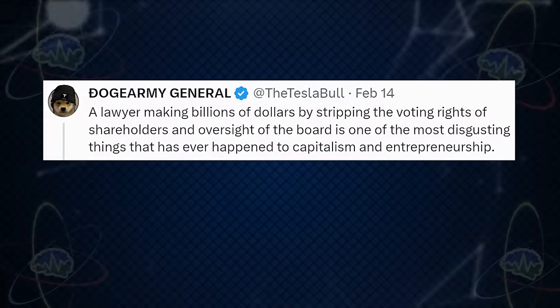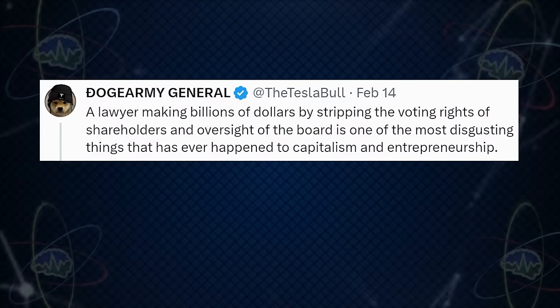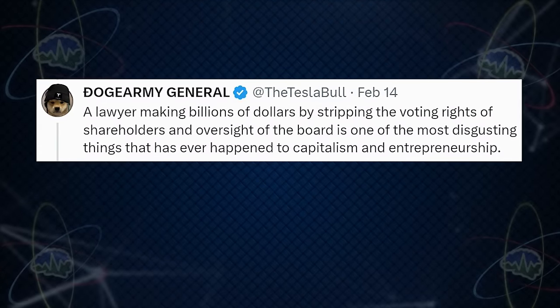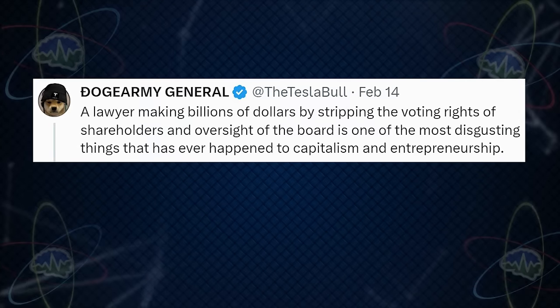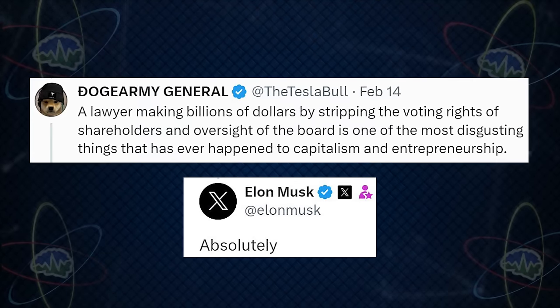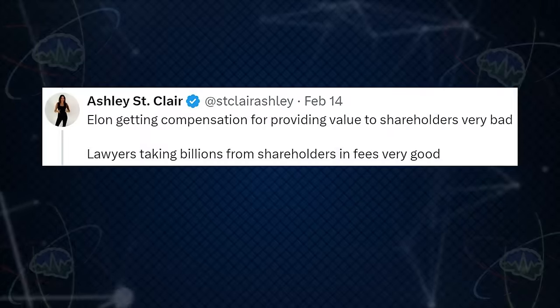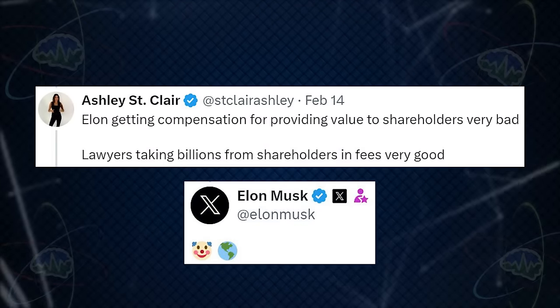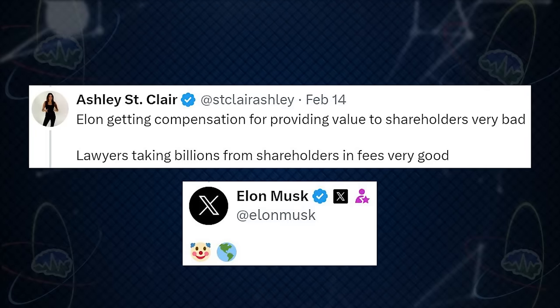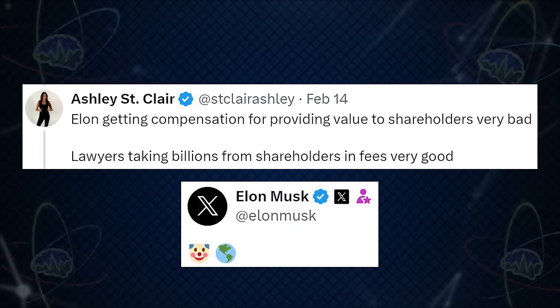Doge Army General says, a lawyer making billions of dollars by stripping the voting rights of shareholders and oversight of the board is one of the most disgusting things that has ever happened to capitalism and entrepreneurship. And Elon said, absolutely. Ashley St. Clair said, Elon getting compensation for providing value to shareholders, very bad. Lawyers taking billions from shareholders in fees, very good.